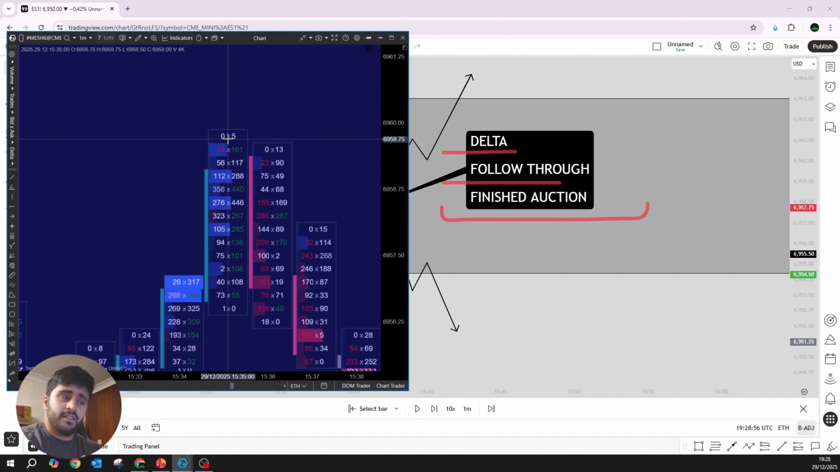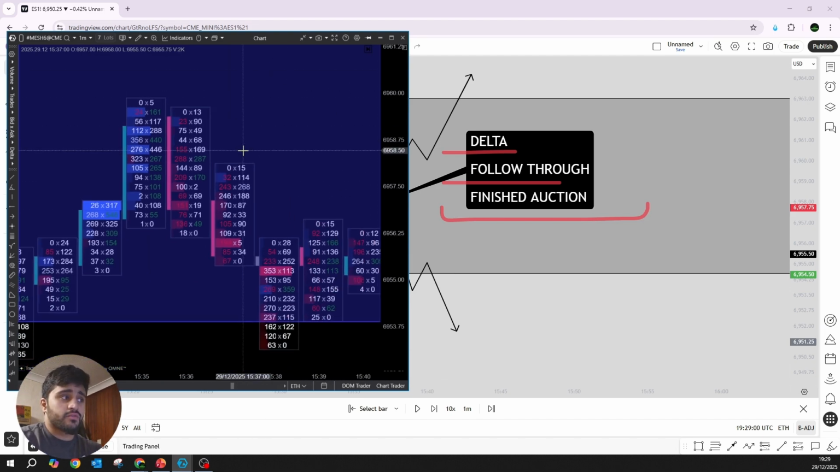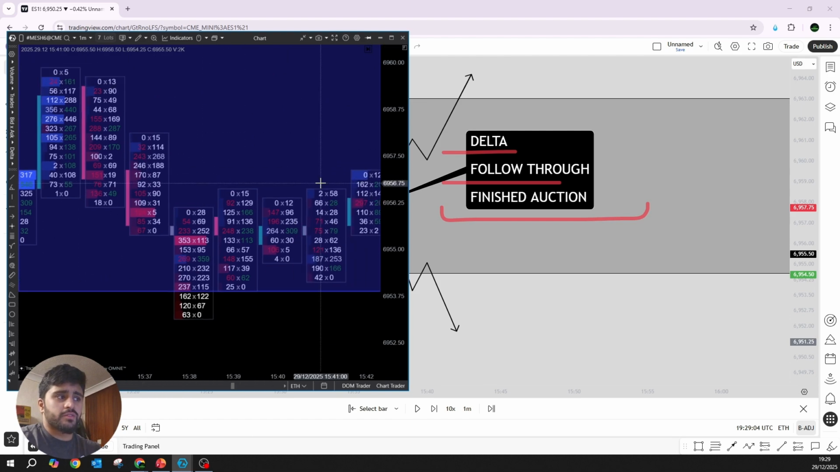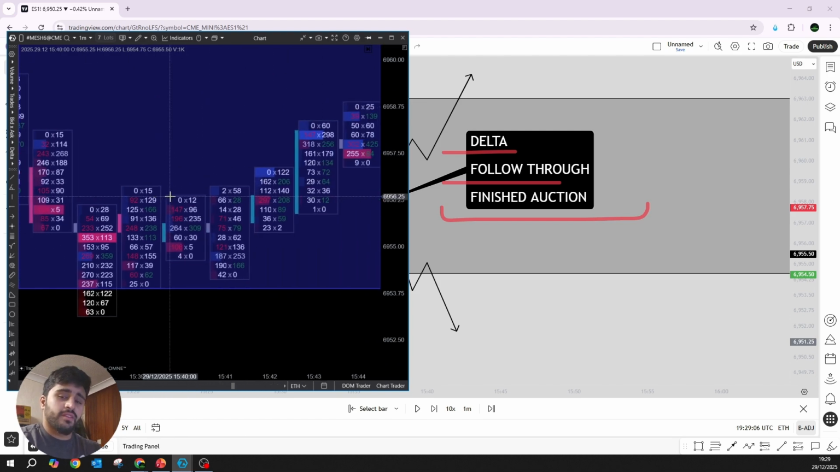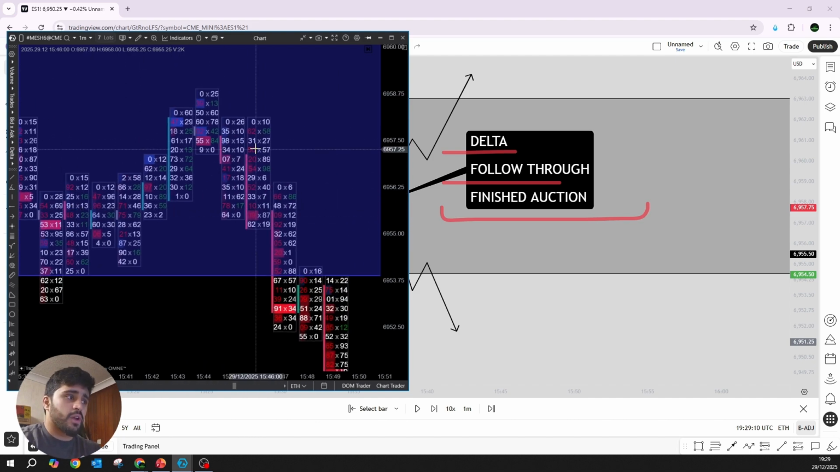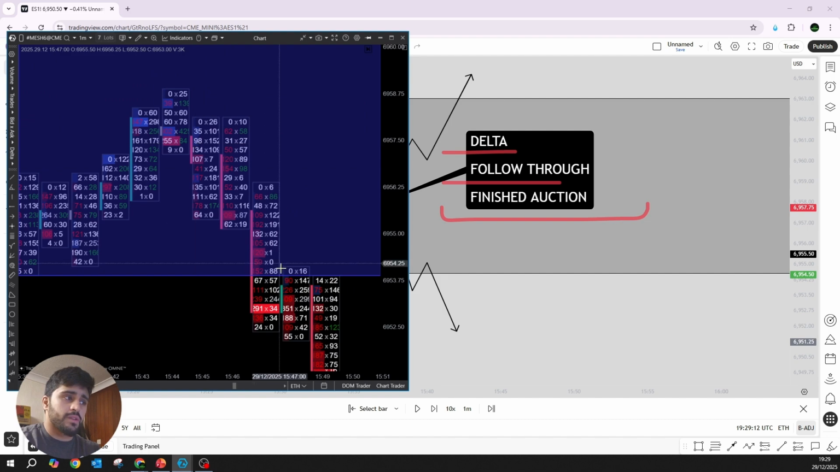So at 69.58, 69.59, there are a lot of finished auctions sitting in this region. 0, 0, 0. You can see all these zeros over here, which represents the fact that the market isn't interested in trading at these prices, and that's why we have the sell-off the way we did.